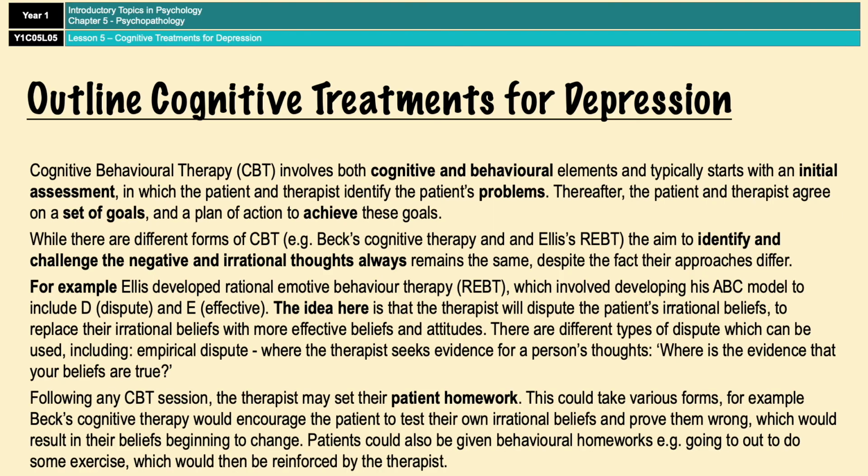I'm then going to finish off with a little bit more of a generic paragraph again and talk about the fact that cognitive behavior therapists may set their patients' homework. There is a little bit of a specific line in there about Beck's cognitive therapy and about how patients would be encouraged to test their own beliefs and prove them wrong. And then there's also a little bit in there about behavioral activation and about how that would be reinforced by the therapist. Okay, so this is just a nice example of what I was saying before. It's not about outlining REBT or about outlining Beck's cognitive therapy. It is about explaining what CBT is in general and then using those individual therapies to highlight your points.